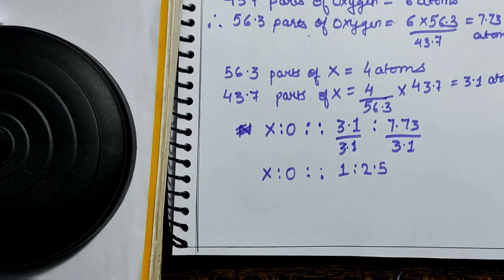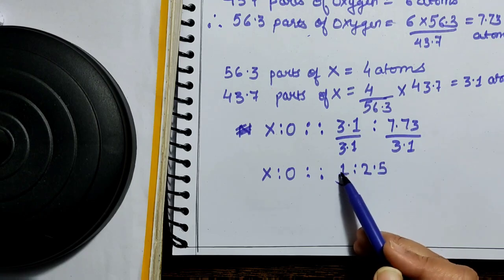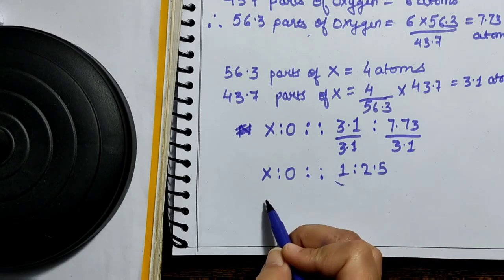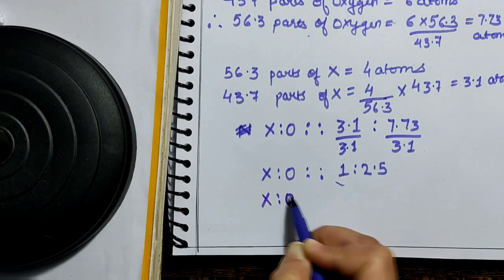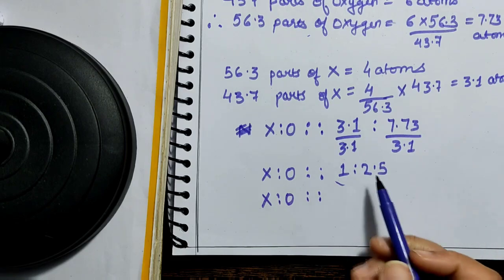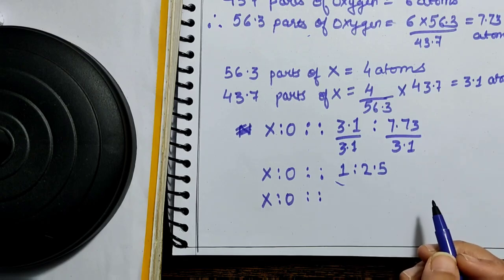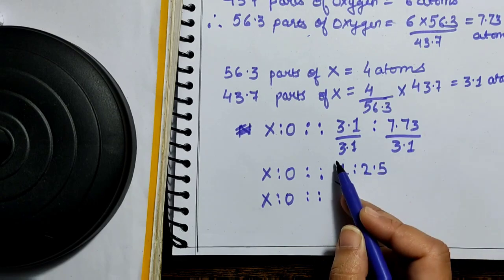Now we know that any molecular formula or empirical formula should be in whole numbers. It cannot be in decimals. So we will multiply this ratio with a factor. Let's multiply this ratio with a factor of 2. Why 2? Because 2 will give us a whole number. If we multiply 2.5 by 2, we will get 5. So 2 is giving us a whole number, so we will multiply this ratio with 2.